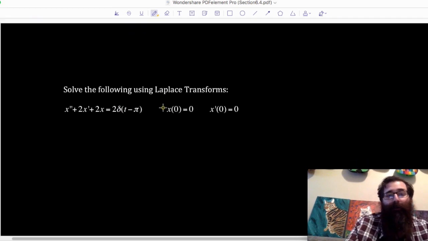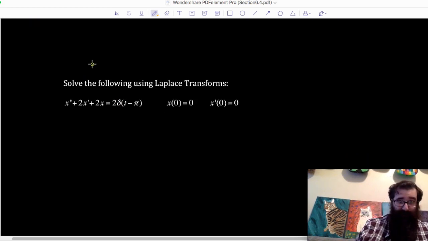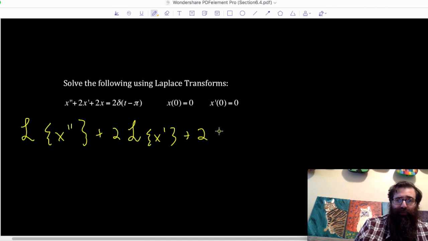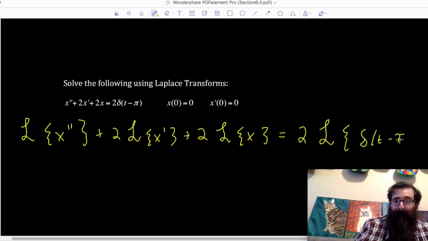Okay, so we start by taking the Laplace transform of each side. And I'm going to use linearity. So Laplace transform of x double prime plus 2 times Laplace transform of x prime plus 2 times Laplace transform of x equals, and I can take the Laplace transform of the other side. I can bring my coefficient out. So 2 times Laplace transform the delta function at t minus pi.